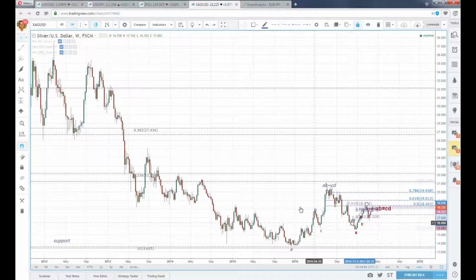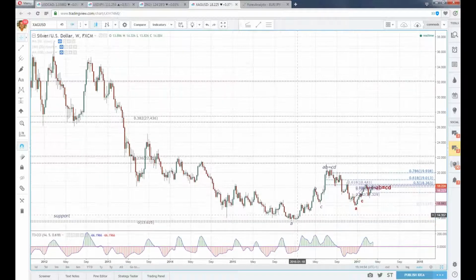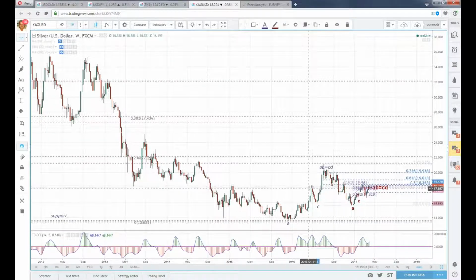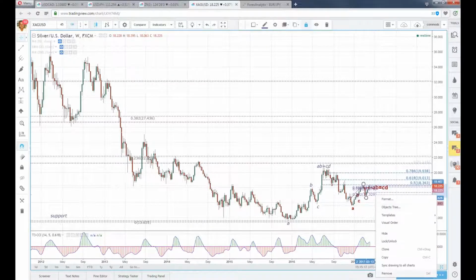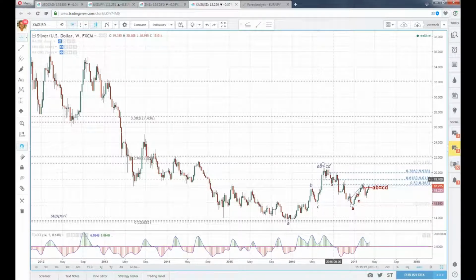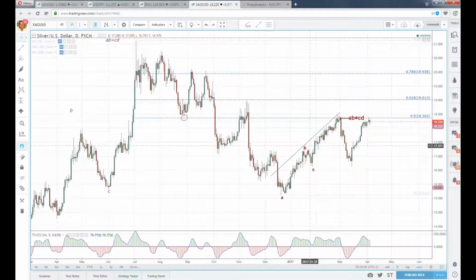So for me, this rally from the start of 2016 was a corrective ABC rally. I know Gregor counts it as impulsive, and I'm not the Elliott wave expert, and he's quite likely right. But for now, I see this as just a simple corrective ABC, and I think that we've just done a repeat of that on a smaller scale. So if we come down on the daily, where it's very tight, we've just made another ABC, so I am looking for a leg lower.